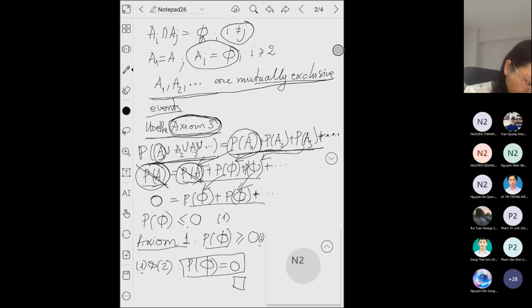So we have that the probability of the empty set must be smaller than or equal to 0. Here's the first inequality. Okay. Follow axiom 1.